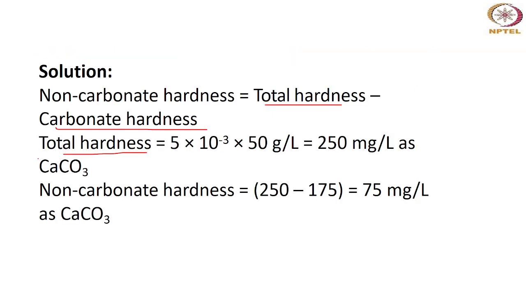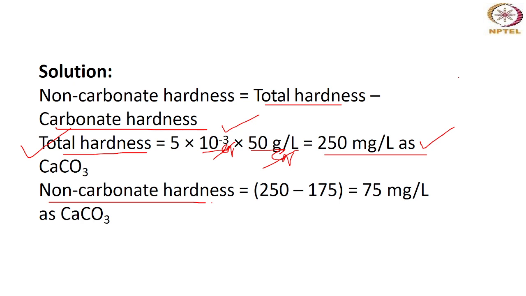So I first calculate my total hardness, that is 5 milliequivalent per liter multiplied by 10 to the power minus 3 to convert it into equivalents. And the same thing for calcium carbonate, this is 50 gram per equivalent, right? The equivalents get cancelled. I am getting 250 mg per liter as CaCO3.